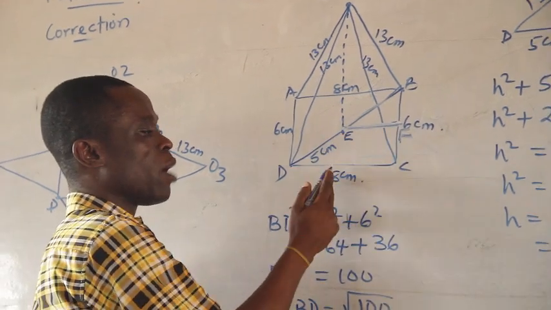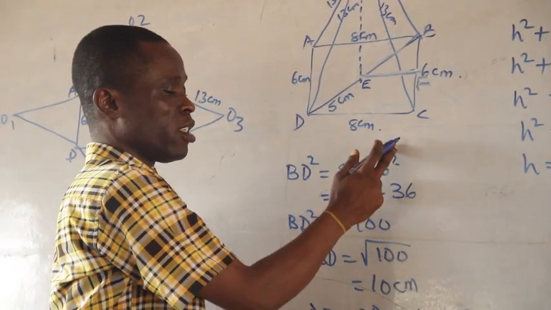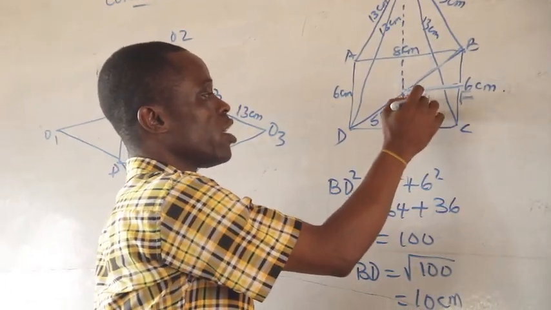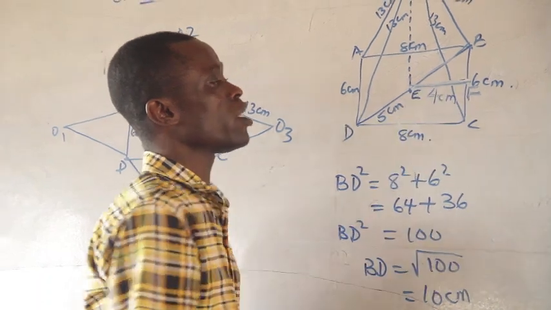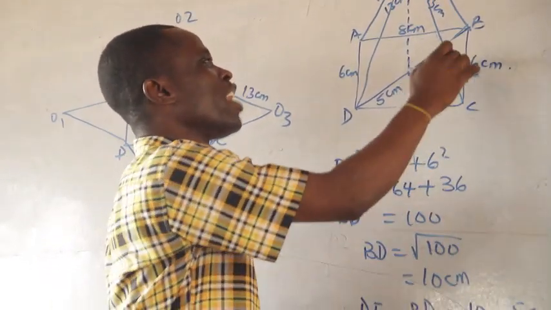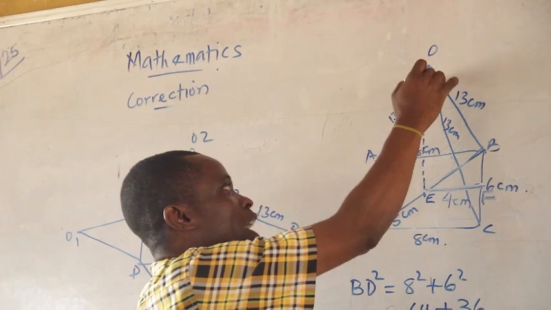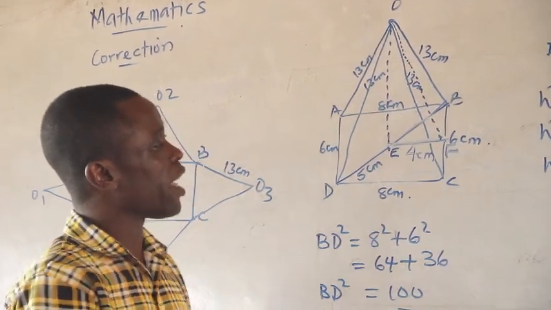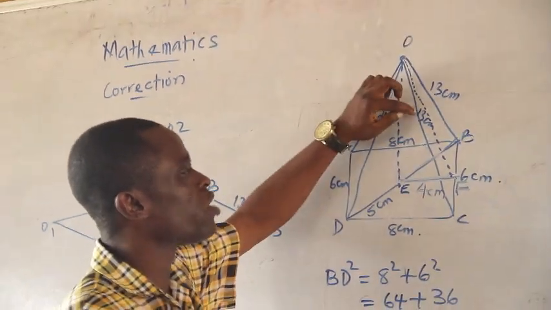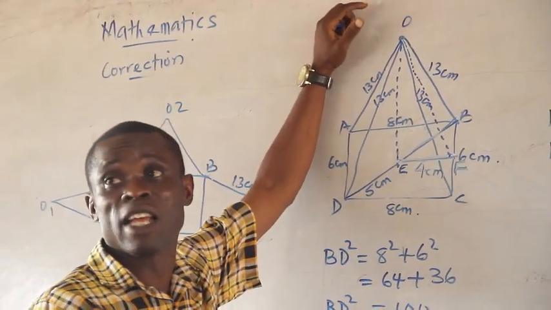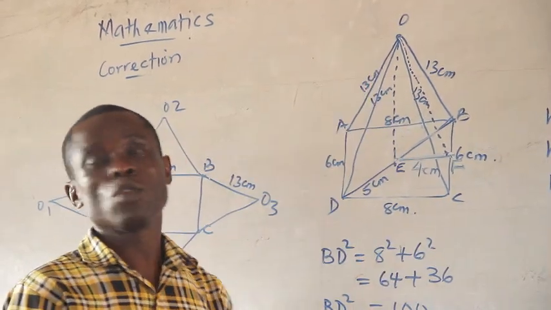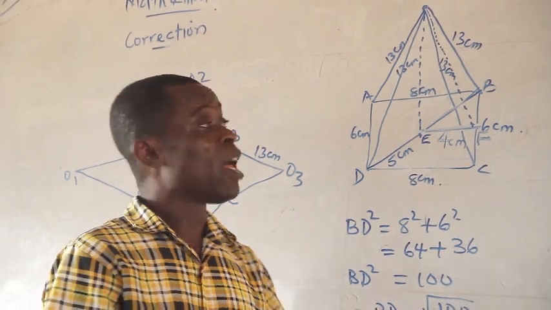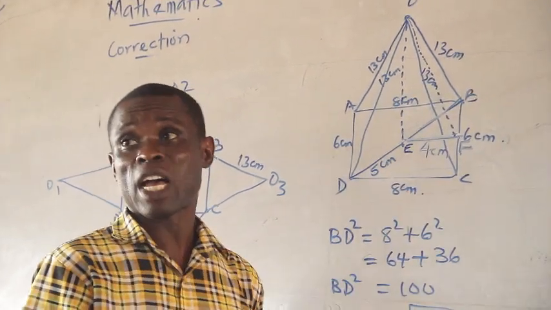So that EF will now become half of this 8. Are you with me now? So half of this 8 is what? 4 centimeter. So if this length is 4 centimeter, then I will still join this F to what? To O. So that it will still give me a right angle triangle. But don't forget that this OF is not 13. That is not the slant edge. By the time you draw that triangle, this OF now becomes the height of the triangle. Height of the triangle is different from height of that pyramid.